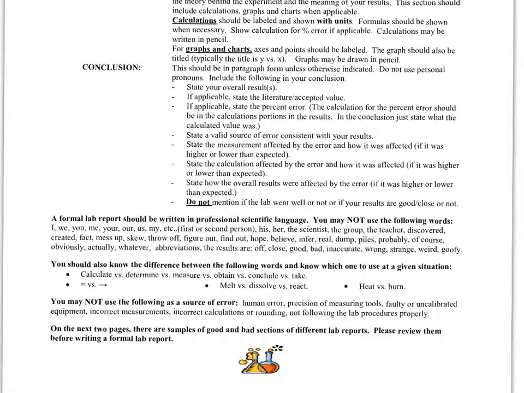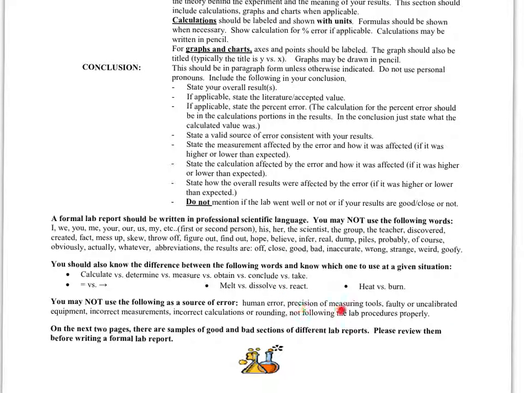You may not use these as a source of error. You cannot say it's human error. You can't use the words human error. You also can't describe human error. So you can't say, I didn't follow the directions carefully, or I didn't do something right, or I didn't measure right. You can't blame your teacher either. You can't say, the solution that was prepared by the teacher was impure or something like that. You also can't blame your partner. So you can't blame anybody. No humans should be blamed.